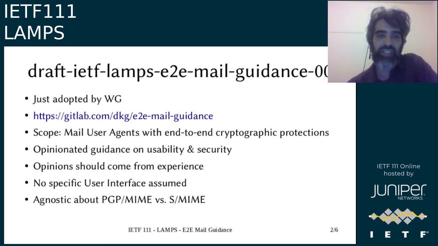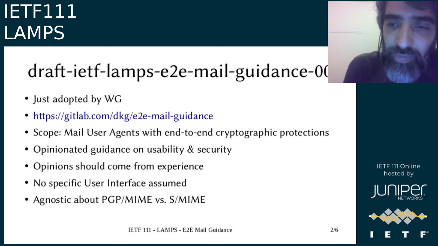The draft currently is agnostic about PGP-MIME versus S-MIME, which is fine by me. If folks have an issue with that, we can tweak it, I guess. But I don't think there's a need right now for it to care specifically about PGP-MIME versus S-MIME. What we're talking about here is what the mail user agents should do and what sorts of concepts need to be presentable to the user. Next slide, please.